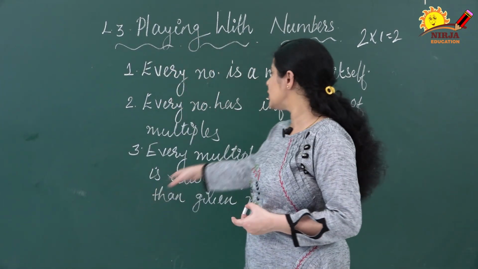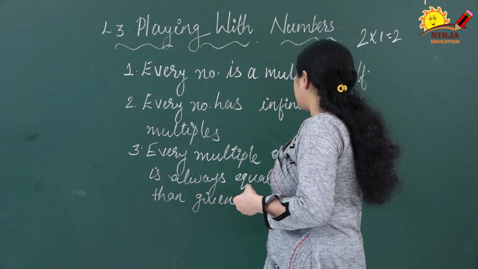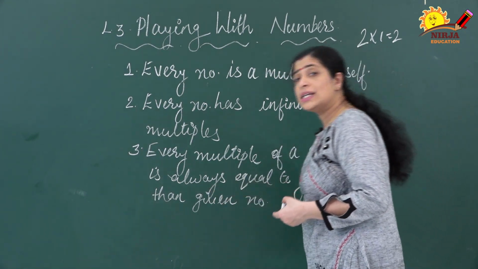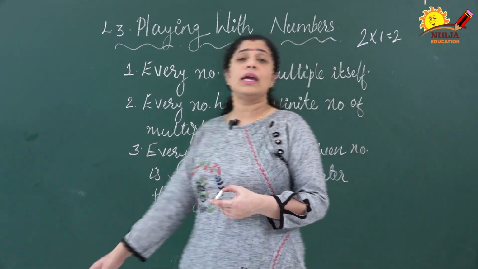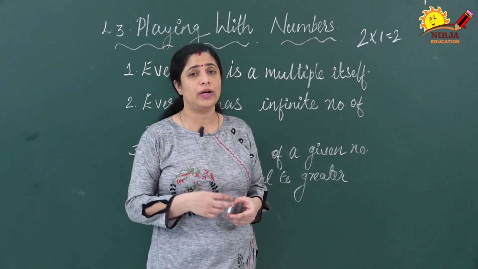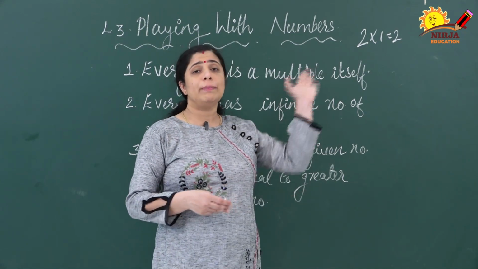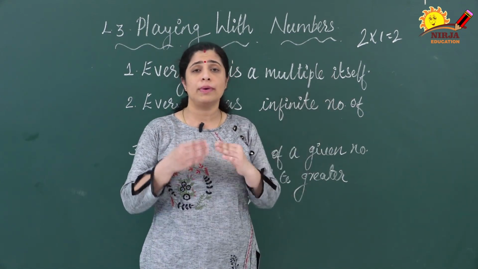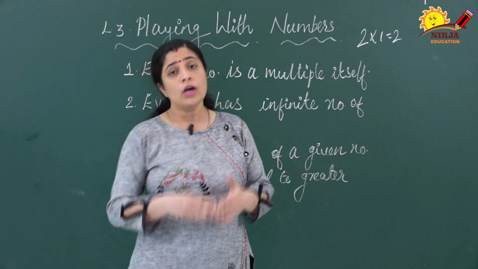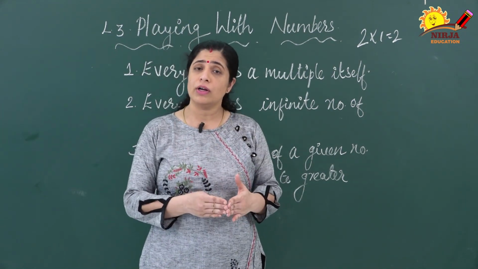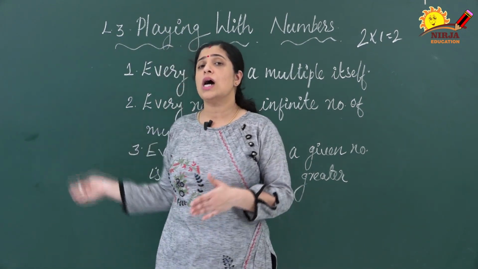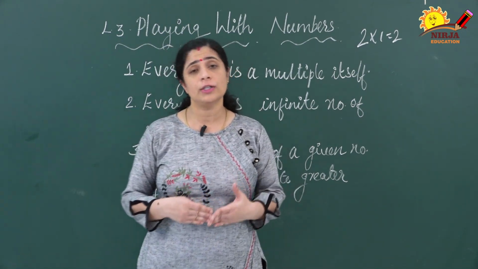And what is the last point? Every multiple of a given number is always equal to or greater than the given number. In the case of factors, we learned that they are less than the given number, but here it will be greater than the given number, because you are multiplying the number by another natural number. So it will be equal to or greater than the given number. So these are the properties of multiples.